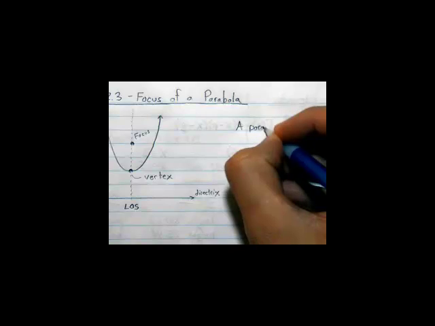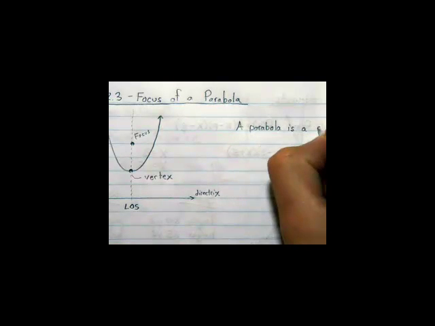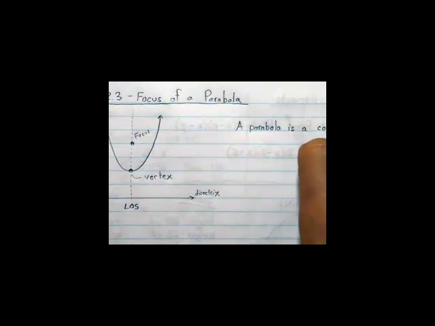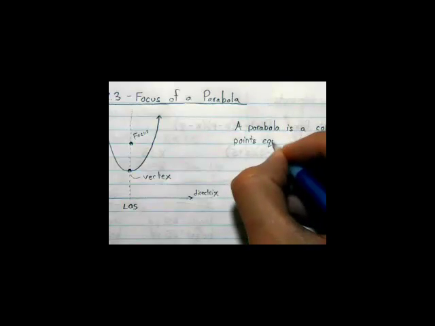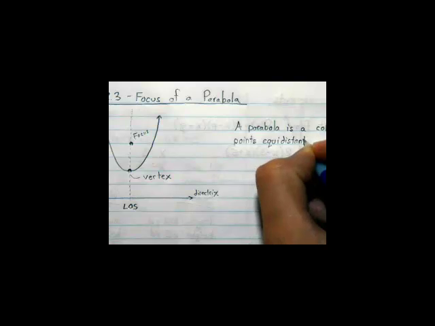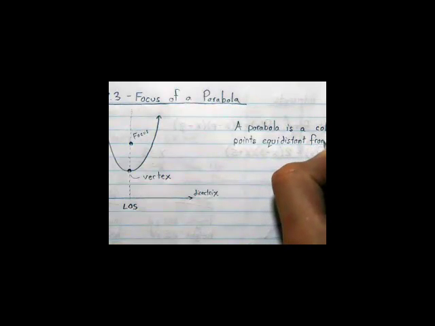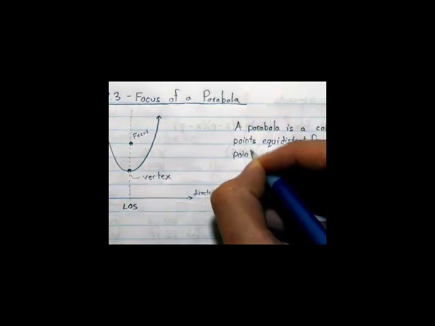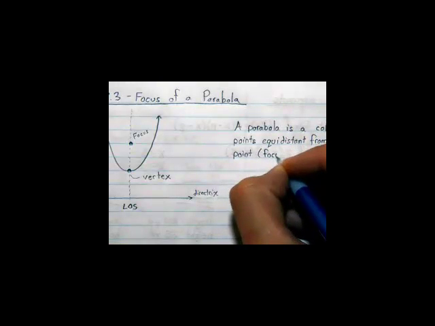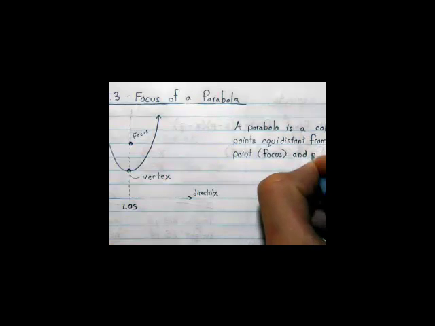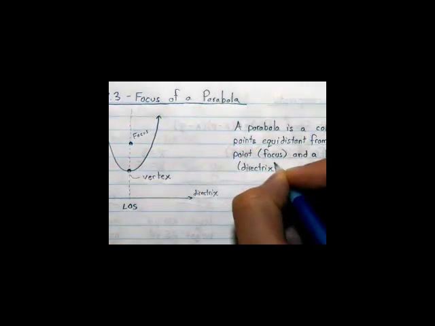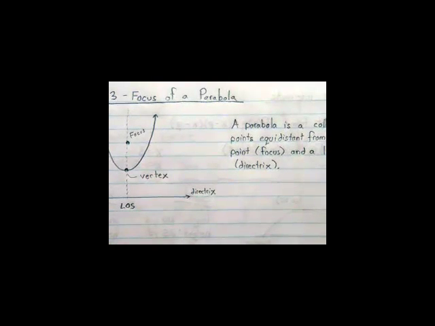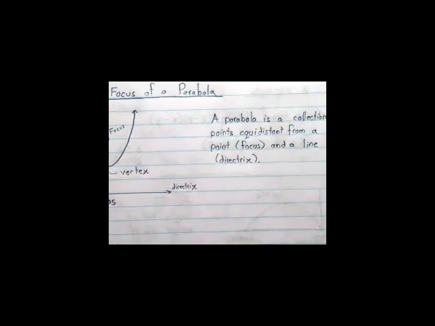Okay, so here's what it says. A parabola is a collection of points equidistant from a point which we call the focus and a line which we call the directrix. Okay, so I'll break that down here in just a minute too. Just give you a chance to copy it down.